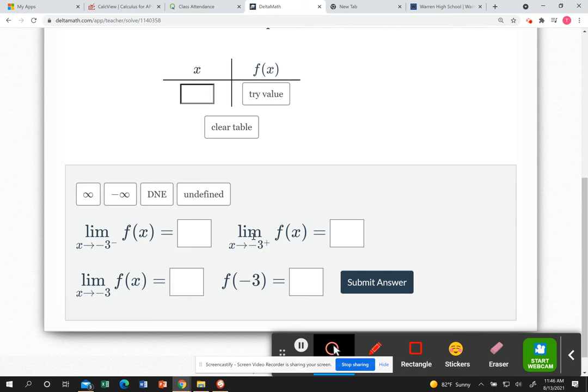This is saying limit, x is approaching -3 from the right side. And this one is saying limit, x is approaching -3. You don't have any symbols on the top. It means both sides, both of them. Okay? And this one is just an ordered pair. So let me write this down for you.